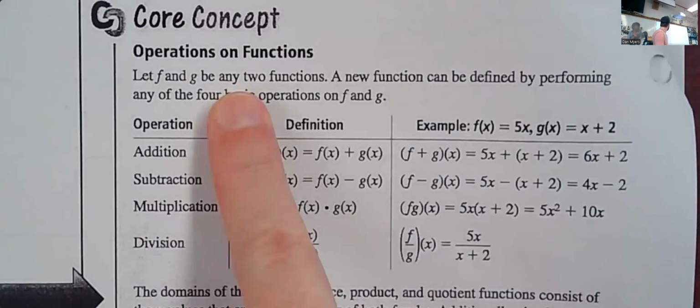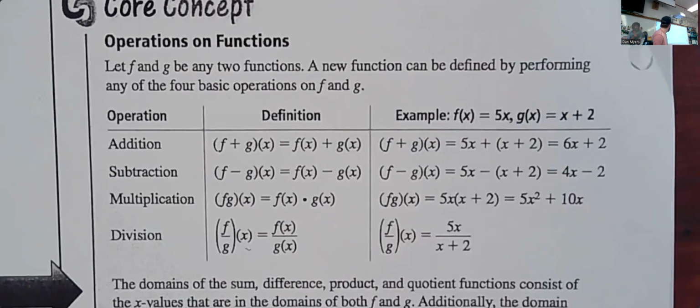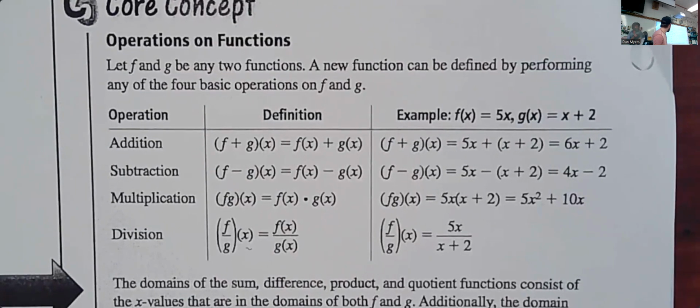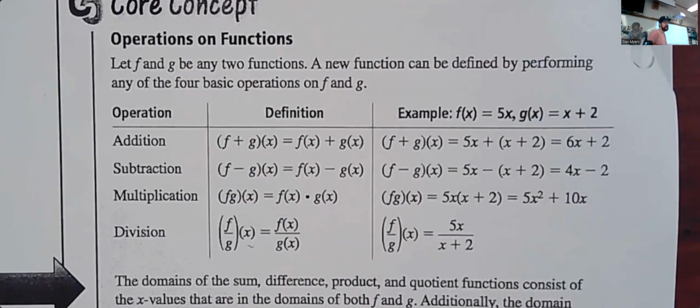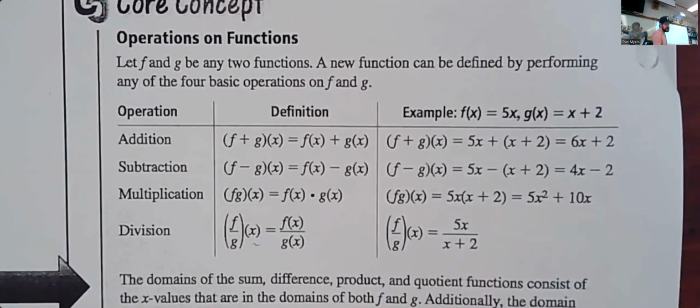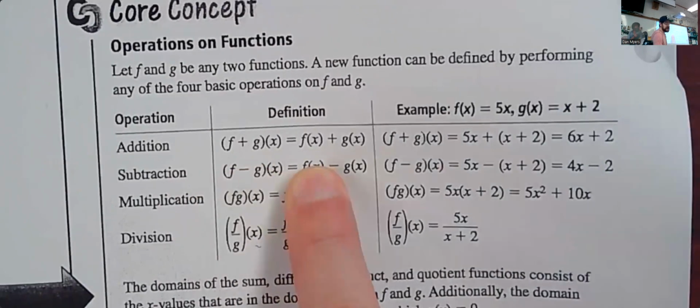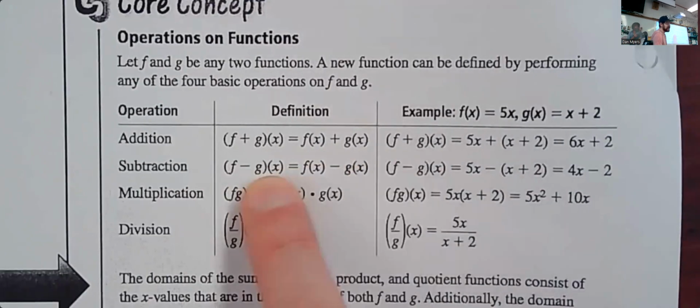So the operations on functions, it says let f and g be any two functions. A new function can be defined by performing any of the four basic operations on f and on g. So if you look at that first one, that is showing addition. It says if you take the function of f and g, both of x, they're both in terms of x, that's what this means here. That basically means you're taking f of x and g of x and adding them together.